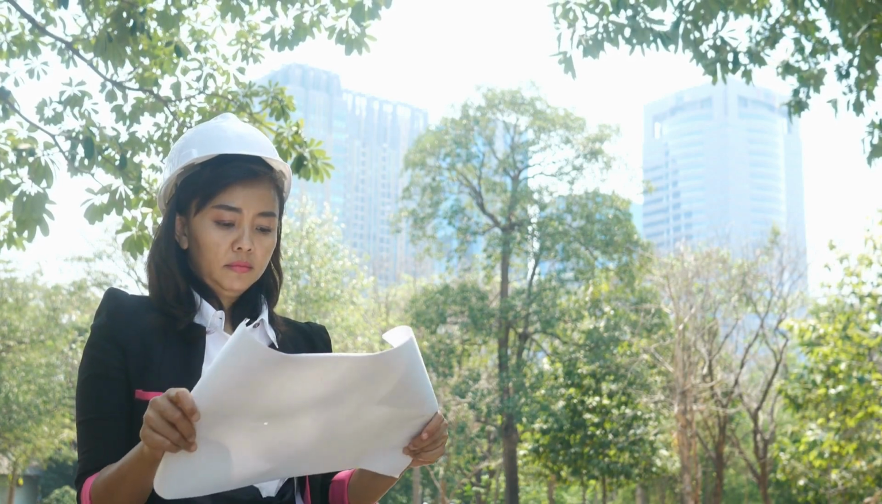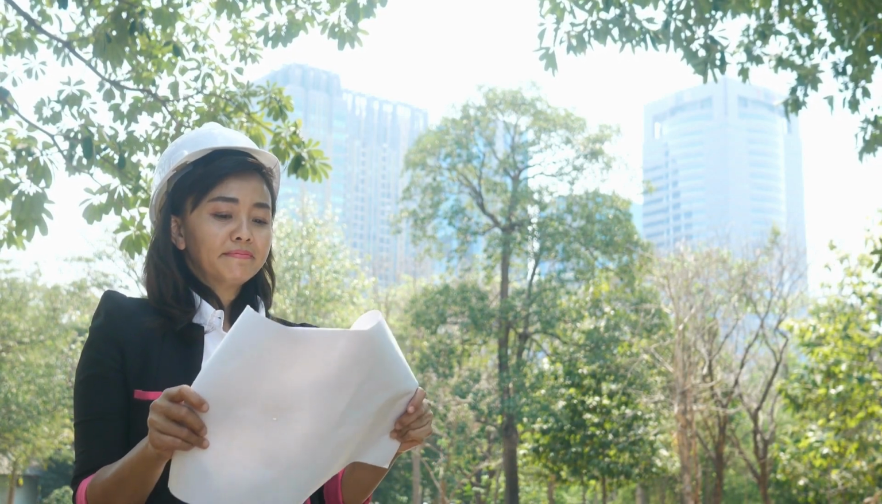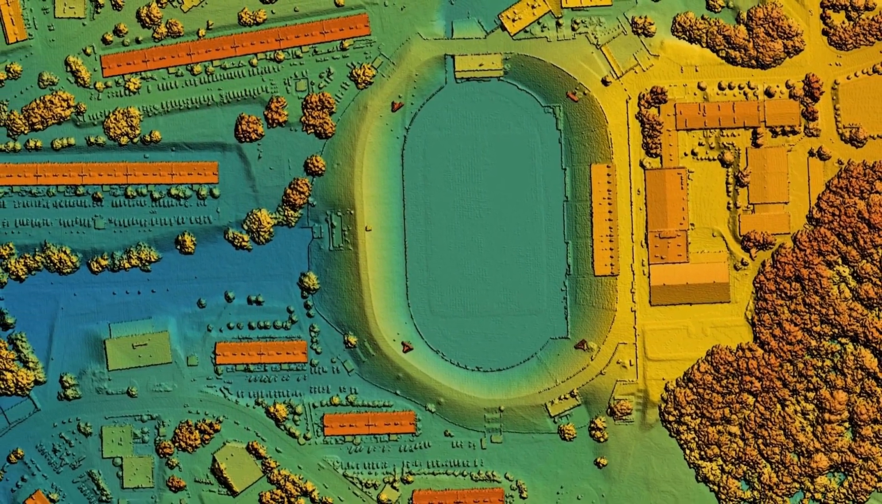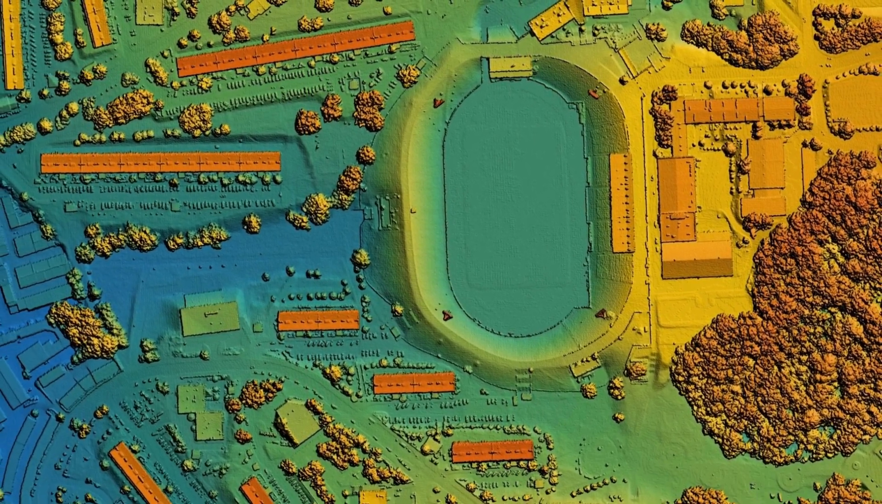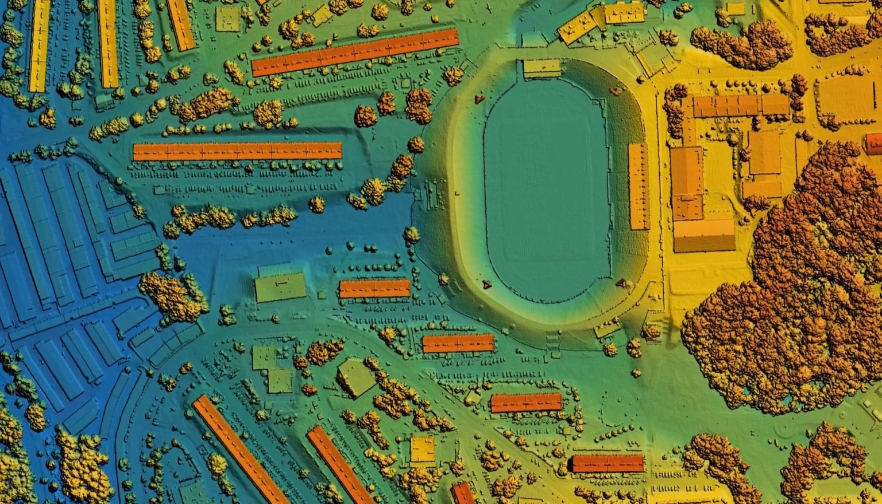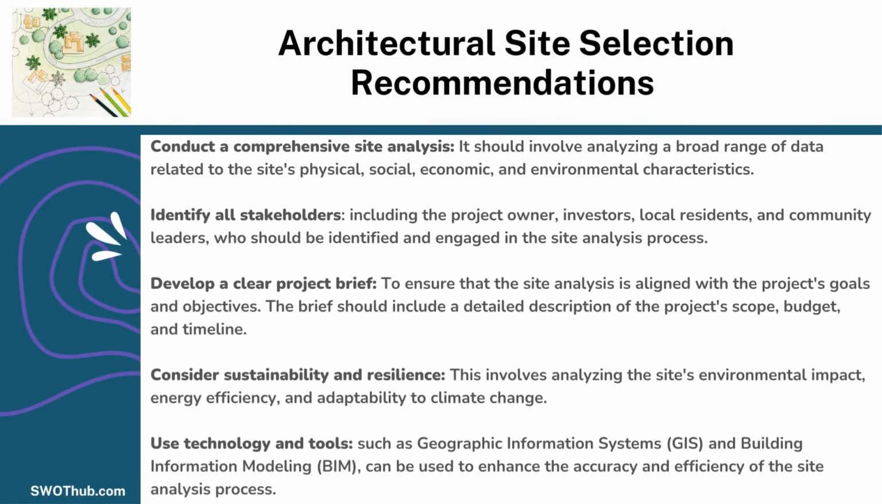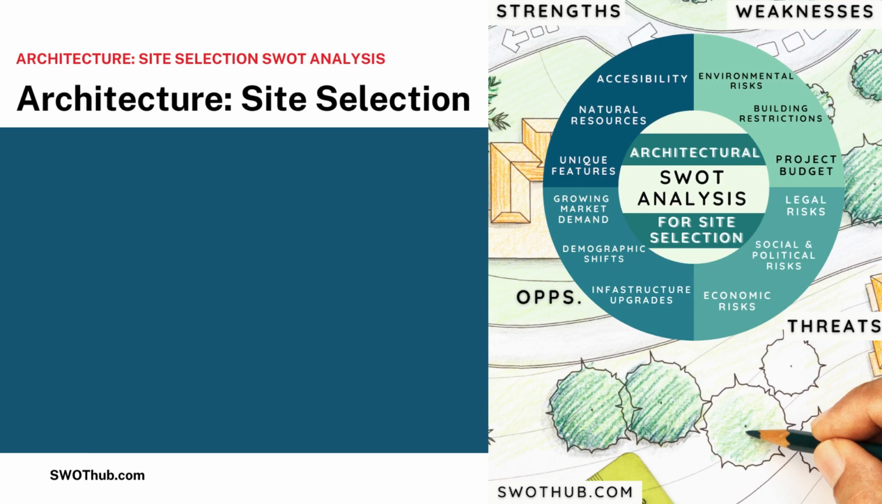Consider sustainability and resilience. This involves analyzing the site's environmental impact, energy efficiency, and adaptability to climate change. Use technology and tools. Technology and tools, such as Geographic Information Systems, GIS, and Building Information Modeling, BIM, can be used to enhance the accuracy and efficiency of the site analysis process. Involve the design team early. This will ensure that the site analysis informs the design process and that the design is optimized for the site's characteristics and constraints.